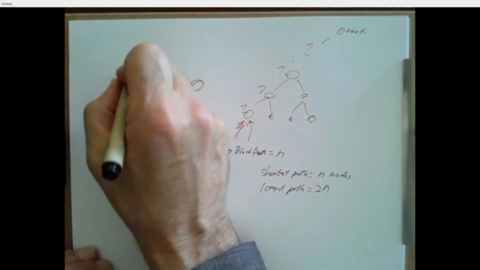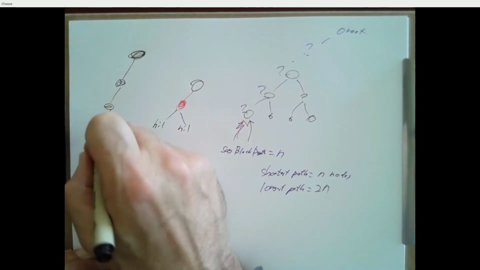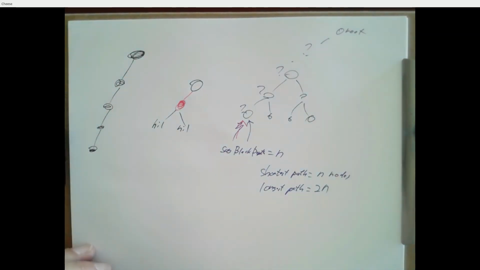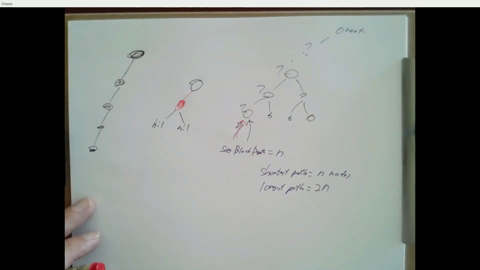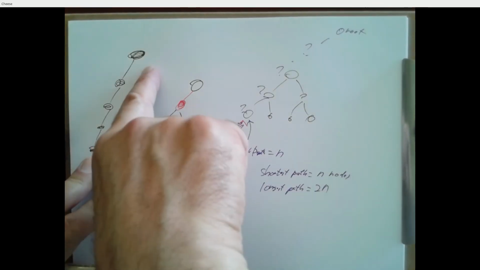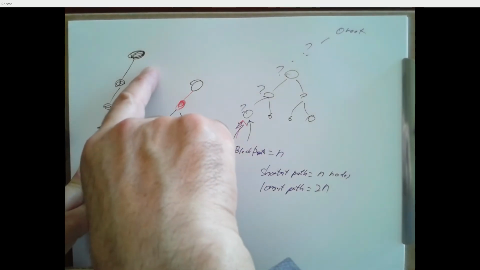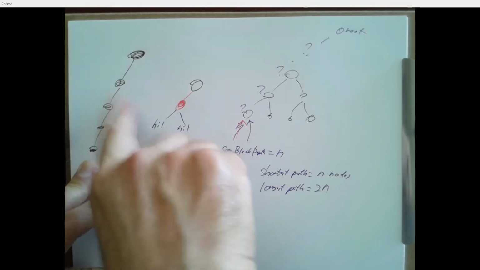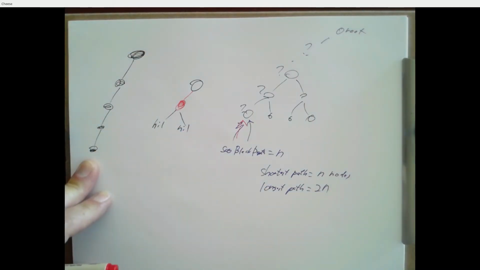The shortest path is one where every node is black, right? If there's a red node along here, we could take that out and we could find a shorter path, and it would still have the same black depth of n. So the shortest path with black depth n is just a path of n black nodes. So if we want to make a longer path, but we still want the same black depth, we can only add red nodes, right? So where can we add a red node?